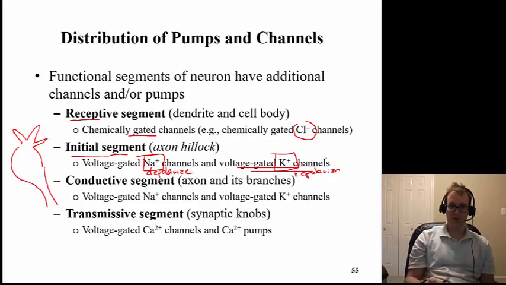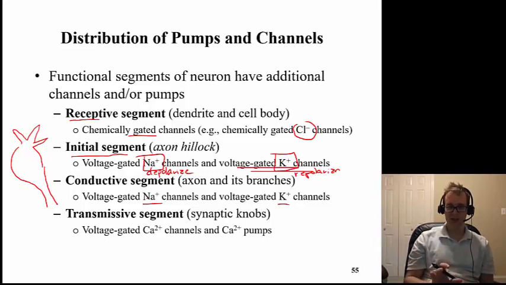Then there's the conductive segment, which goes down the axon and all of the branches that come off of that one axon. Again, this has voltage-gated sodium and potassium channels, and they function similarly to how the muscle did when you were propagating that signal, like that domino effect, where the sodium channels will all open and make the cell become more positive, and then the potassium channels will all open following that to repolarize the cell and make it more negative again.